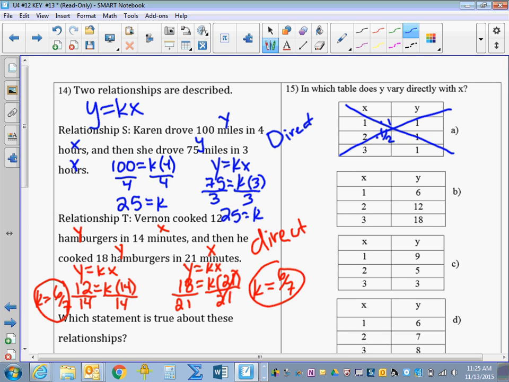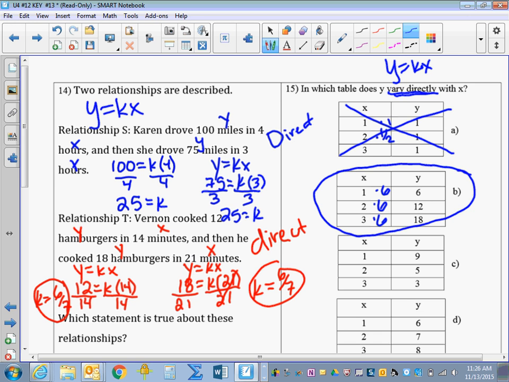Alright, so let's take a look at letter B. 1 times 6 equals 6. Let's see if it has the same relationship for the next row. We're looking for direct variation, where it has the same relationship of multiplying by the same number each time. Because remember, varies directly is y equals k times x. It means we're multiplying by k, that same number each time. Alright, 2 times 6 is indeed 12, and 3 times 6 is indeed 18. So it looks like B is going to be your answer.